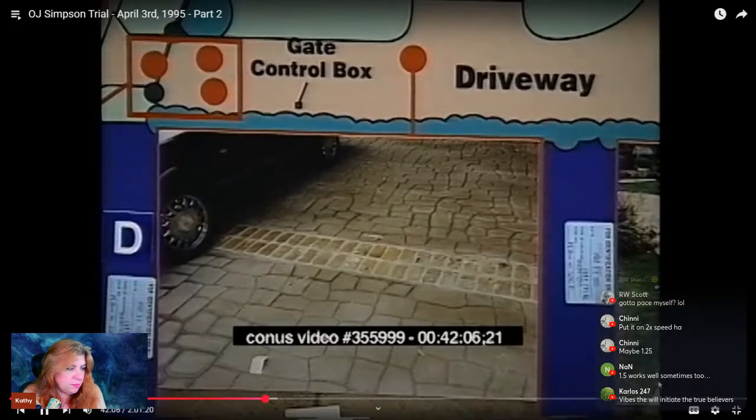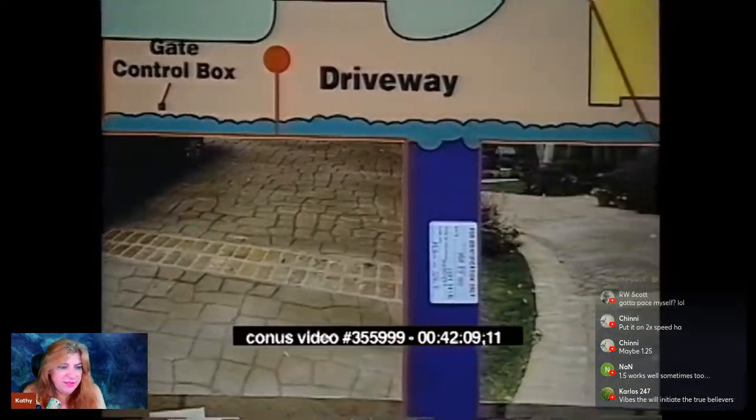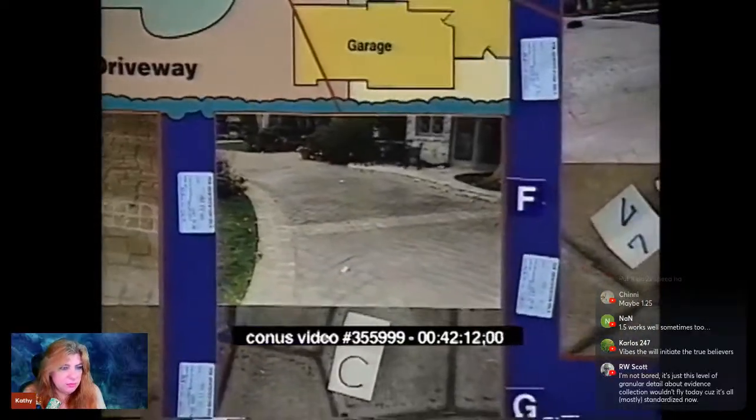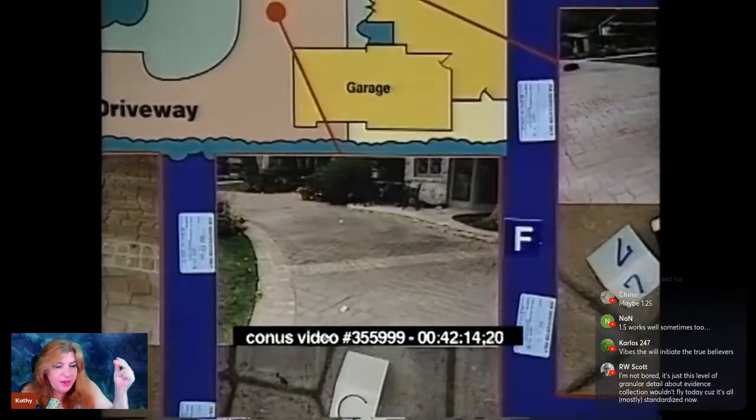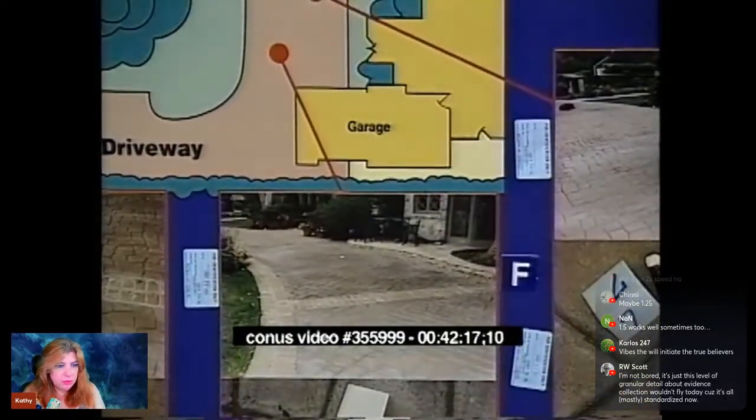And now looking at the photograph that's marked F on this diagram, what does that show? Stain that we labeled C.